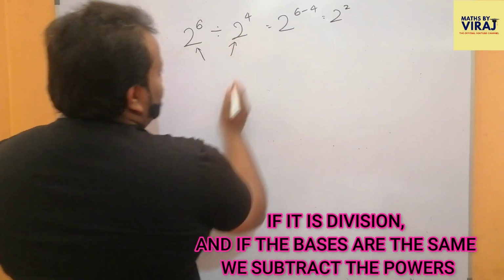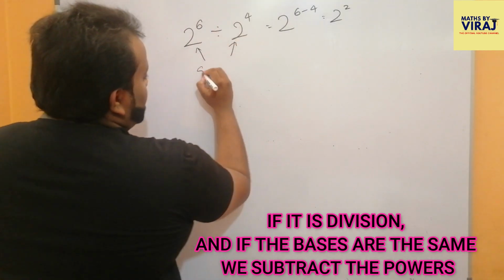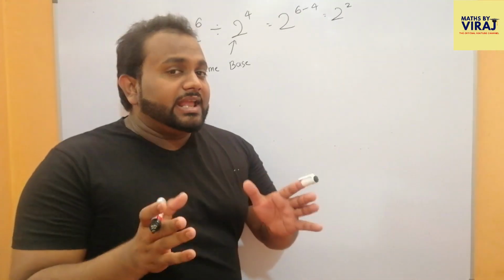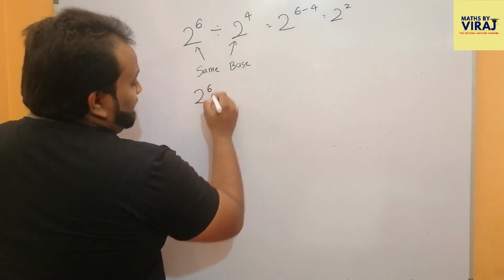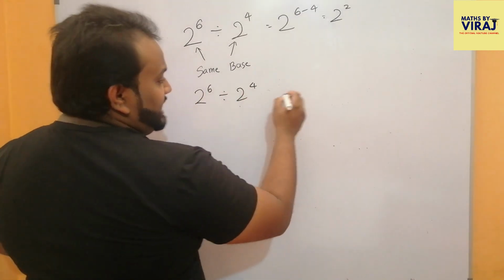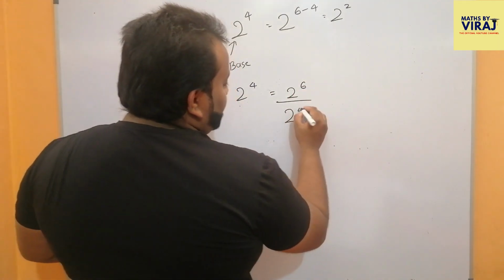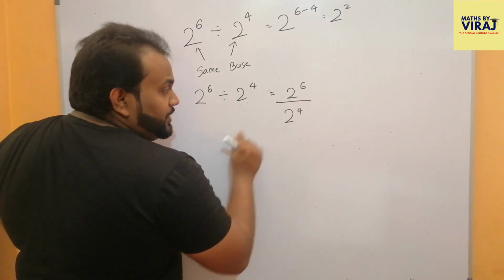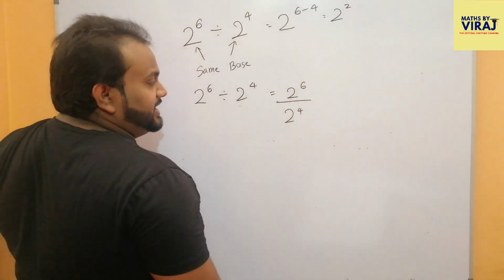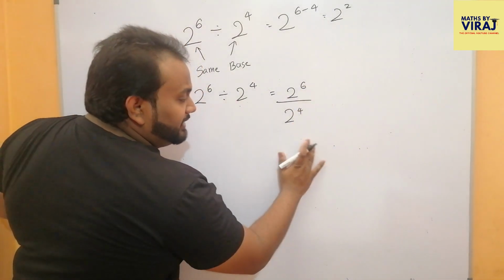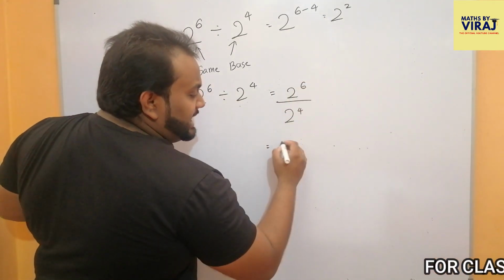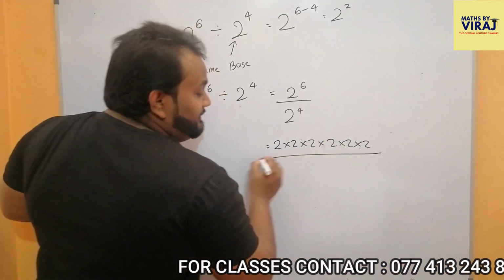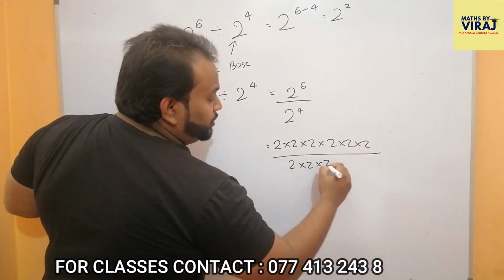As you can see, in both 2 to the power 6 and 2 to the power 4, we have the same base. But what really happens is, I can write 2 to the power 6 divided by 2 to the power 4 as 2 to the power 6 upon 2 to the power 4. Simple. 2 to the power 6 is being divided by 2 to the power 4, which I can write in form of a simple fraction. 2 to the power 6 can be written as 2 into 2 into 2 into 2 into 2 into 2, which is divided by 2 into 2 into 2 into 2.